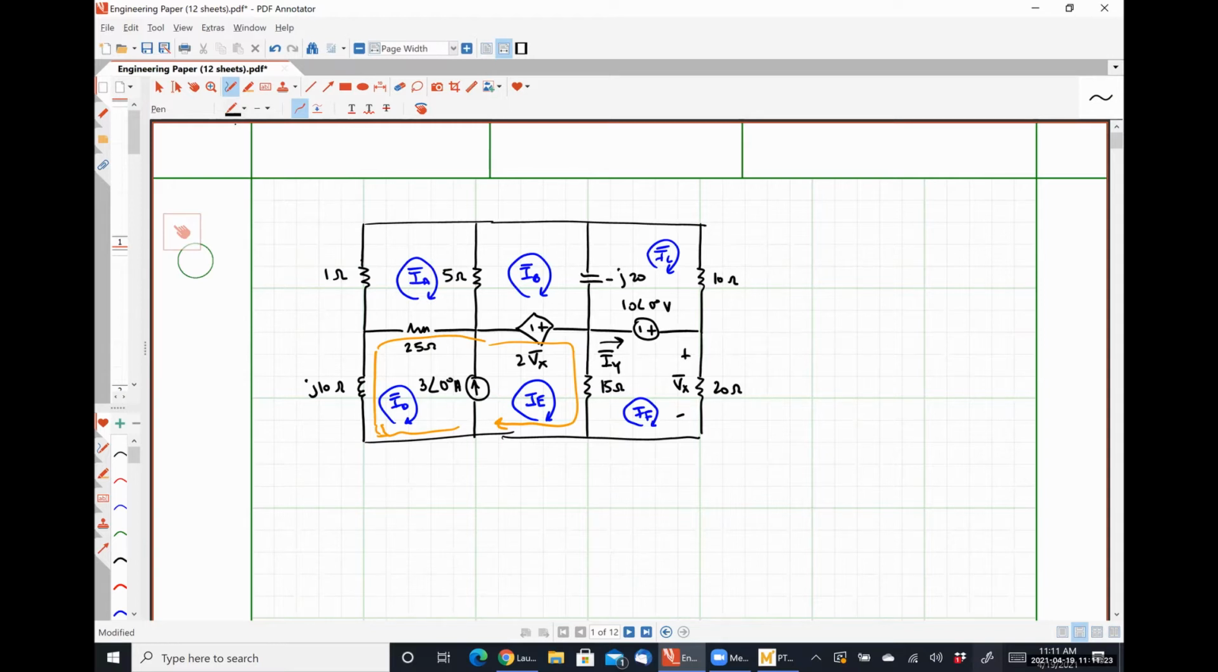All right. So we've identified all of our meshes. We have identified our super mesh. Let's write our equation for our super mesh first. So this is going to be KVL at super mesh, and this would be DE. All right. So who wants to kick things off?